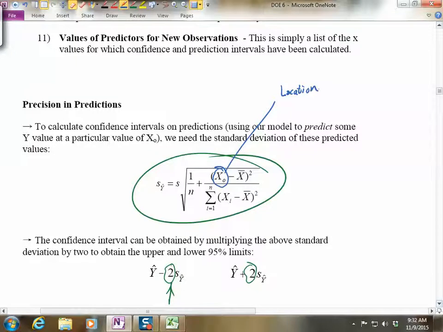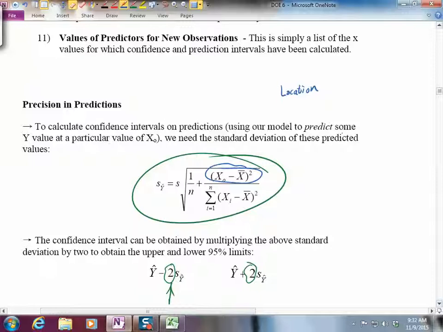that x naught is the location. It's saying if you're going to predict a value at x equals 300, that's what you put in there. And that means that business right there is, the closer you're predicting to the mean, the smaller this part is, right? What if you're predicting right at the mean? That whole term goes away.